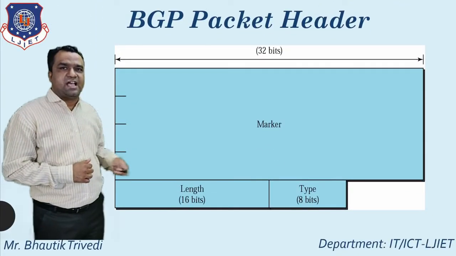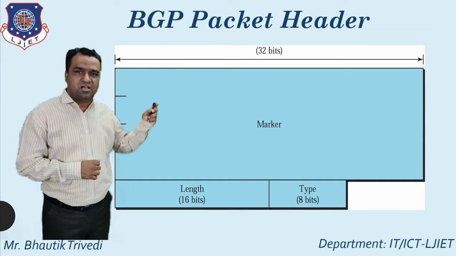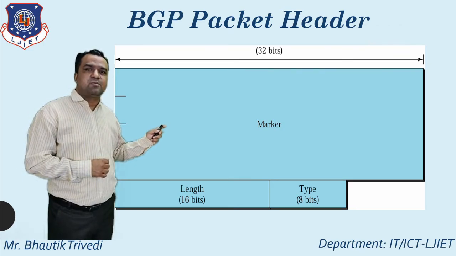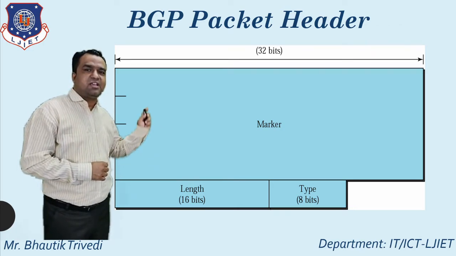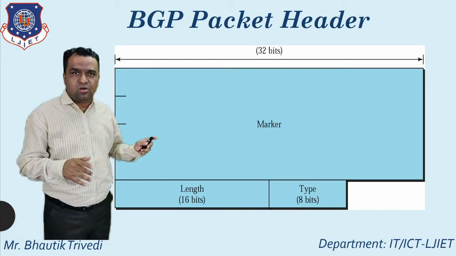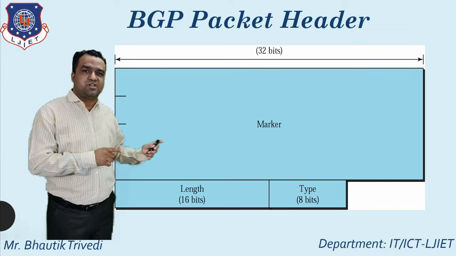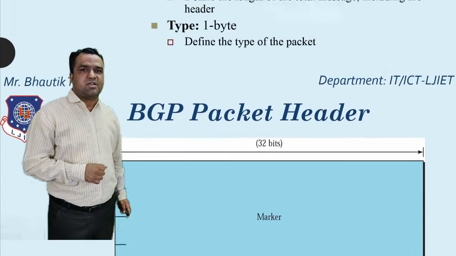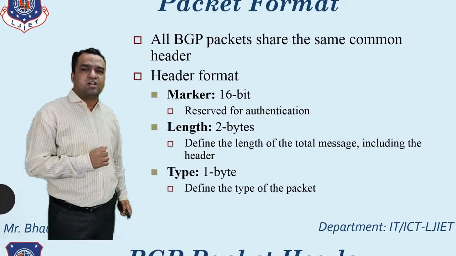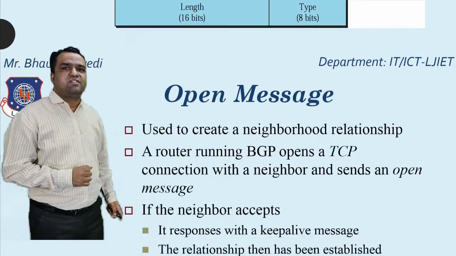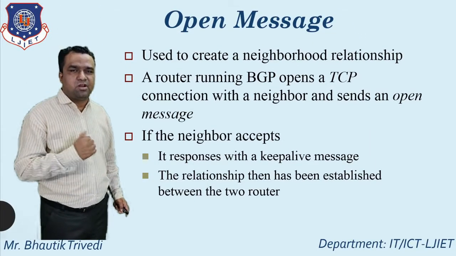After that, this is the diagram for the BGP packet header. Again I repeat, why we use the marker, the length, and the type. Already you know, marker is used for authentication, length means message plus header length, and type means which type of packet you pass. So let's start one by one.